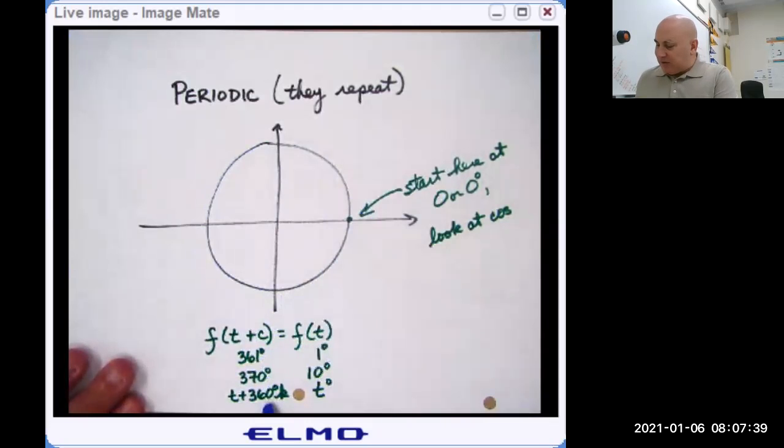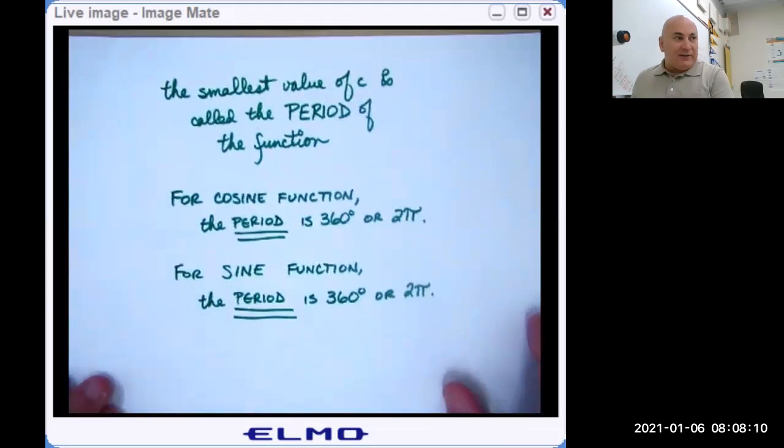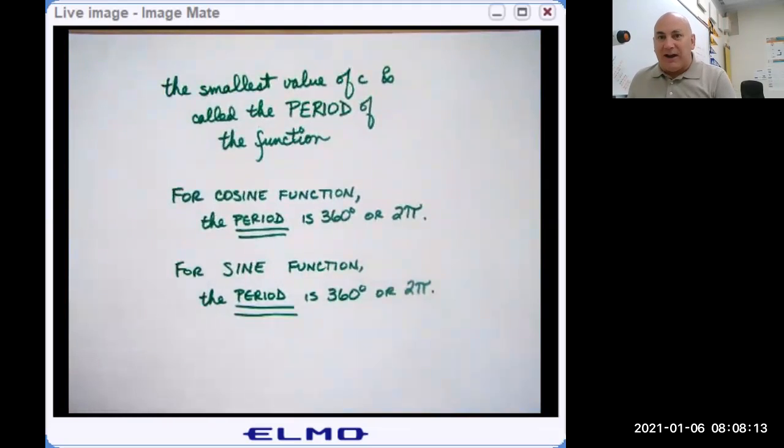So t plus 360 degrees, the cosine of that is going to be the same as the cosine of whatever t was. Cosine of 1 degree is the same as the cosine of 361 degrees. Cosine of 10 degrees is the same as the cosine of 370 degrees. So the graph of the cosine function itself is just going to keep repeating. Well, how long does it take to repeat? For sine and cosine, it takes 360 degrees or 2 pi to repeat. And you'll see that when we actually graph sine and cosine functions.